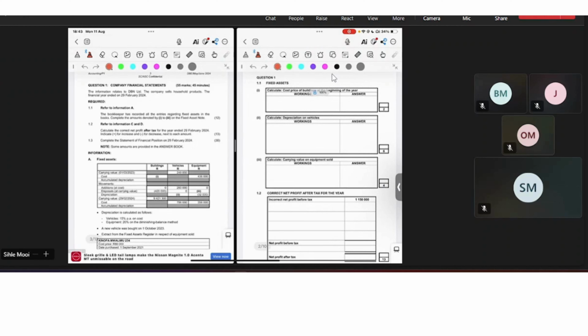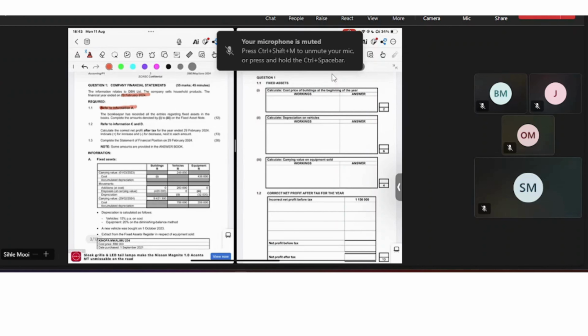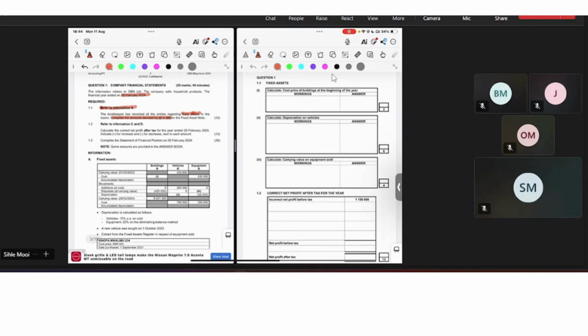Okay, so we have our financial year there, and then for 1.1, we need to refer to information A. The bookkeeper has recorded all the entries regarding fixed assets in the books. Complete the amounts denoted from 1 to 3 on the fixed asset note. So this question is testing our tangible assets. Let's look at information A.